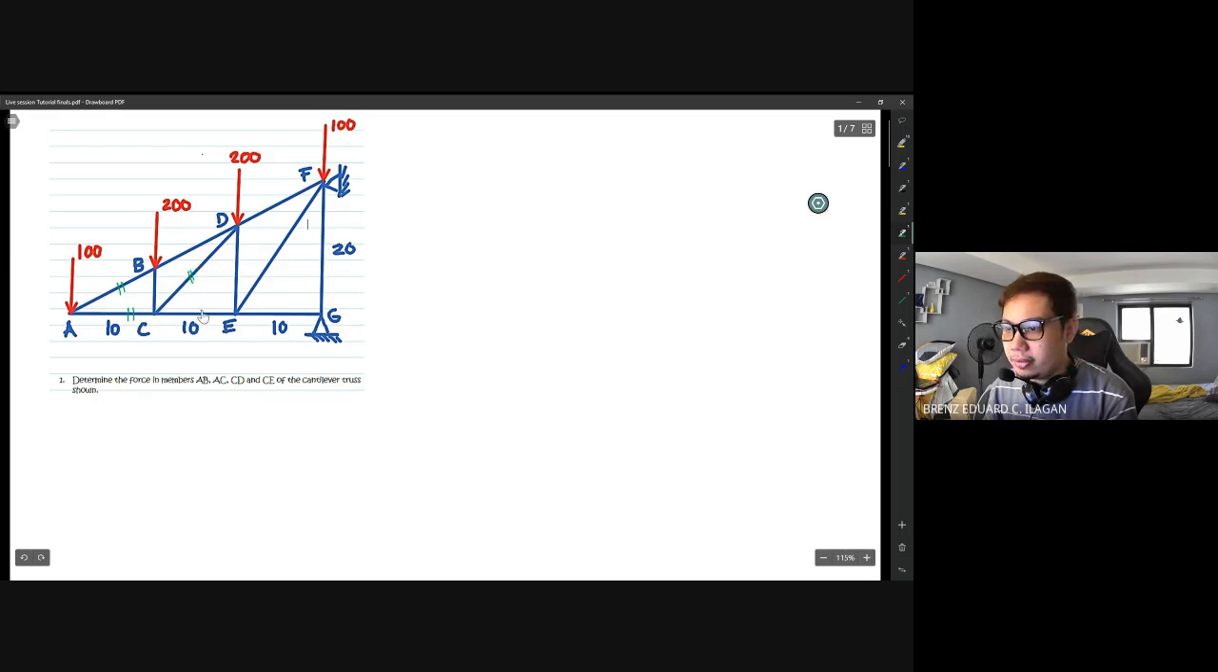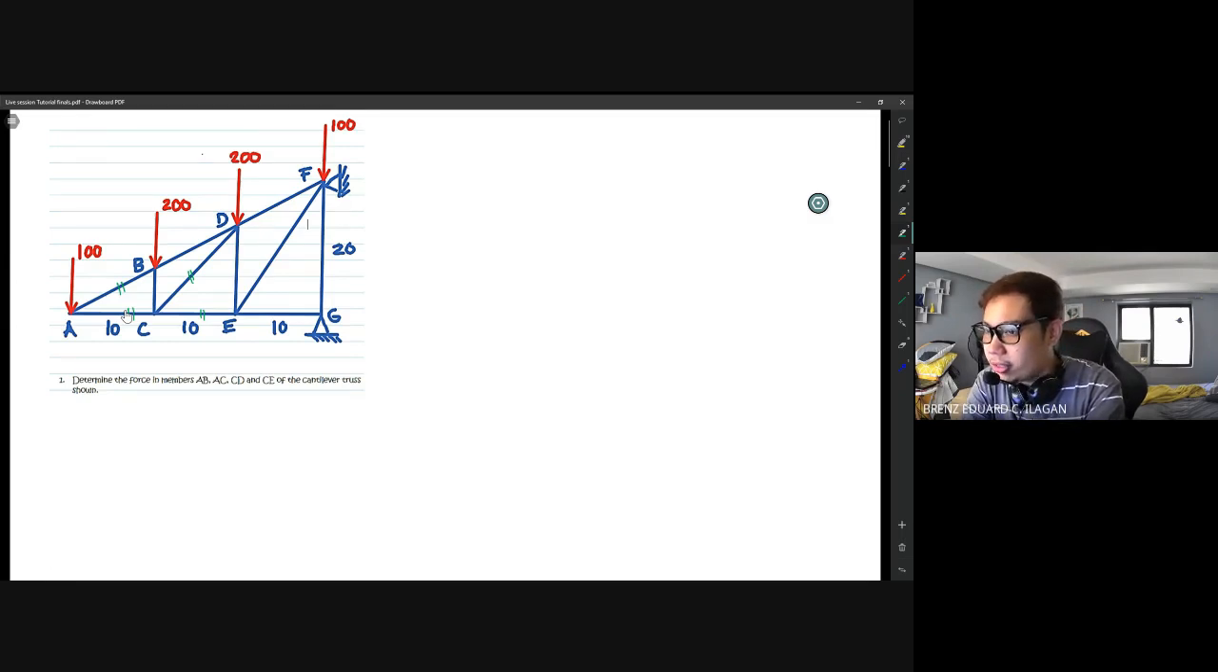Okay. So guys, if you're going to observe this problem, kung mapapansin nyo kasi, yung unang two members na hinahanap is somewhere nandito na sa part na dulo. And we all know, ano nga yung kino-consider natin guys kapag gumagamit tayo ng method of joint? Di ba sabi doon sa lecture part, kapag pipili ka ng joint, dapat at most, two members lang yung pinapahanap. Since yung available equilibrium equation na pwede natin gamitin dito is dalawa lang. So merong summation of forces X and summation of forces Y.